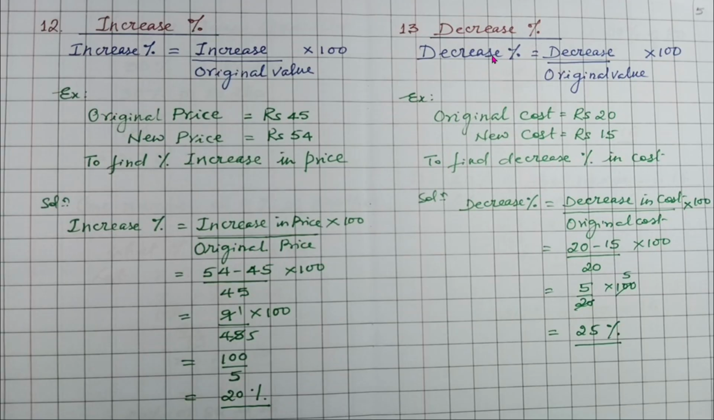Now the decrease percentage is equal to decrease upon original value into 100, and let us understand this by taking an example. Original cost is rupees 20, the new cost is rupees 15, and the price has been decreased by rupees 5. Therefore the decrease in cost is 20 minus 15, that is 5, and the original cost is 20. So 5 upon 20 into 100 becomes 25%, and that is the method of finding the increase percentage and decrease percentage. Please remember this relation: increase percentage is equal to increase upon original value into 100, and decrease percentage is decrease upon original value into 100.